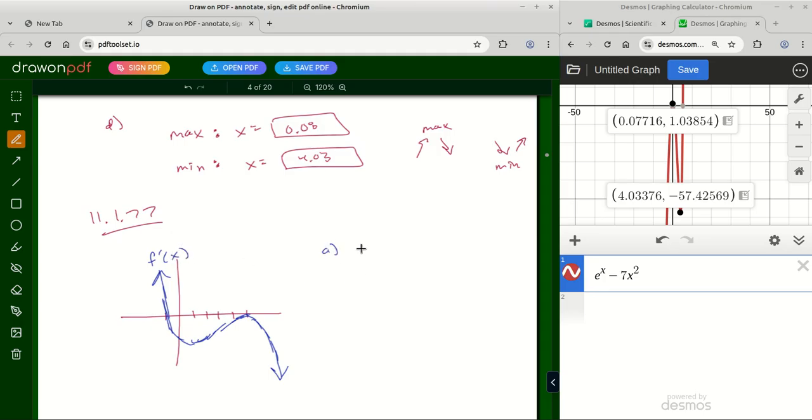So part A, it says, when is it increasing? As in, when is this positive? And you can see it's positive over here. This is that part. So negative infinity to -1. Done. Okay. Part B, decreasing.